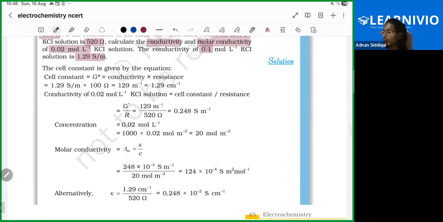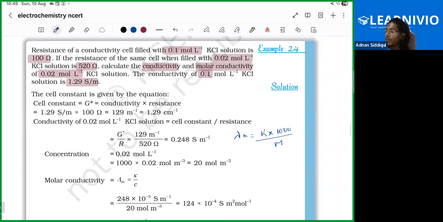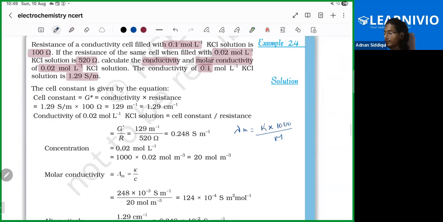Okay, so what is the formula for your molar conductance? Tell me. K into 1000 divided by M, right? Yes, sir. Is it correct or wrong? I may be wrong. You have to see the notes, whether this formula is correct or not for centimeter inverse or meter inverse. It is for centimeter inverse, right? But in the question, what is the unit they are taking? Meter inverse.